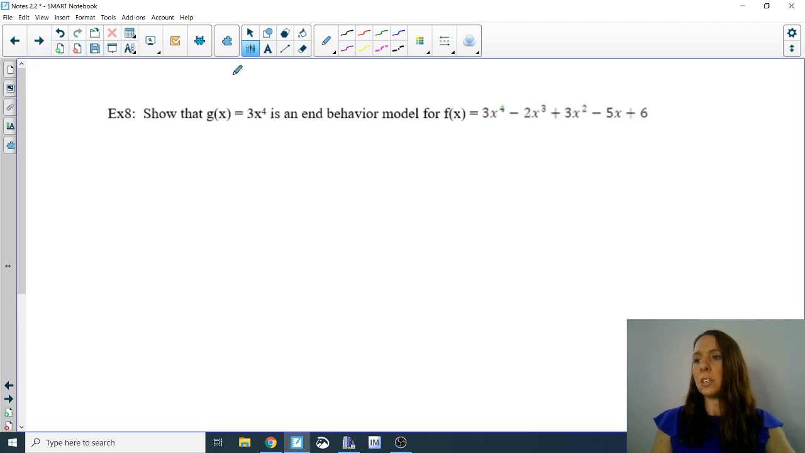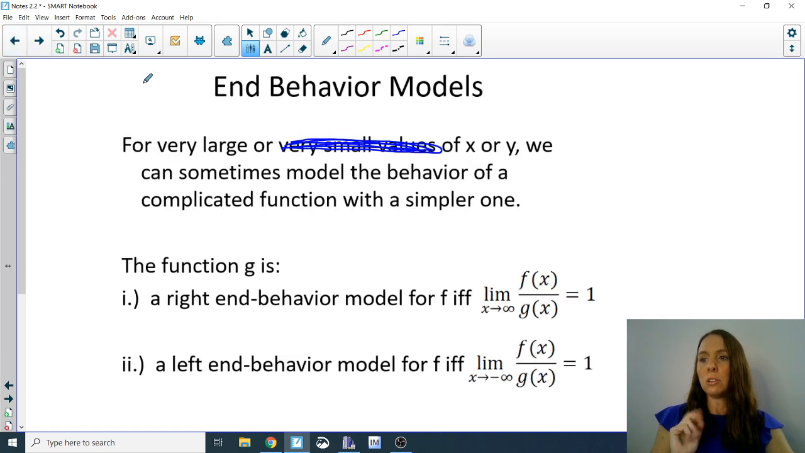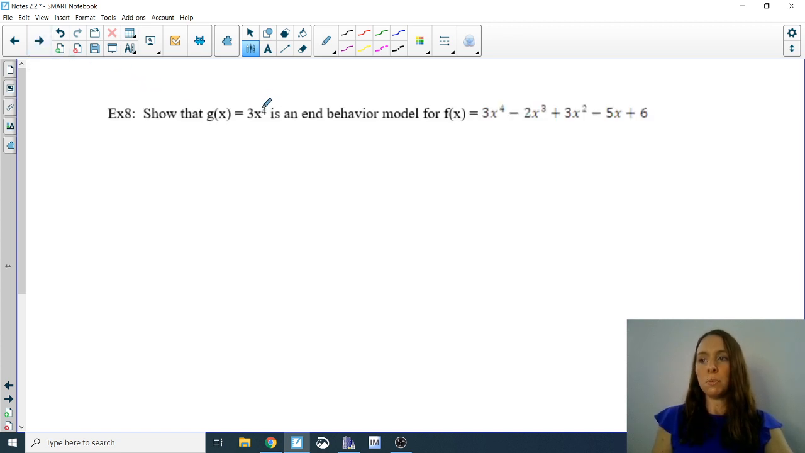And so for this example 8, it says show that g of x equals 3x to the 4th is an end behavior model for this very long f of x function. So what I would encourage you to do right now is pause the video, take this as your f of x, this as your g of x, and try to fit them into this definition to do what it's asking you to do, and that is to show that this simple function is the end behavior model. I'm going to pause as well, get it set up, and then I'll come back and show you what it looks like.